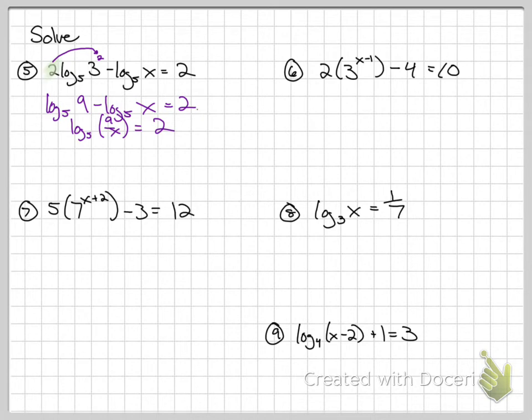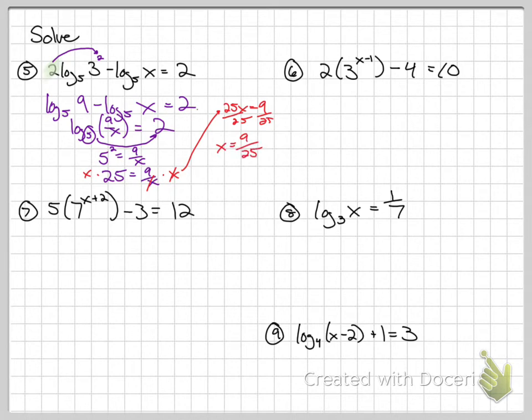Now I have a logarithm equals a regular number. Rewrite it as an exponent. 5 squared equals 9 over x. 25 equals 9 over x. Same idea. I don't like fractions. I multiply both sides by x. I'm going to start up here. I get 25x equals, these cross out, so I just get 9. Divide by 25. X equals 9 over 25.